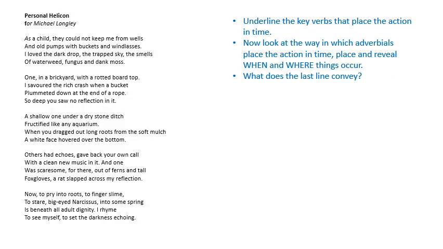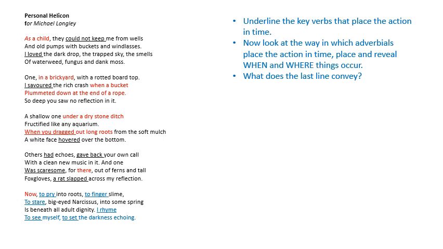If you look at the verbs in the text, the first four stanzas place all of the events in the past, where there are a number of wells that Heaney recalls playing at or with when he was young. As a child, he says, they could not keep me from wells. I loved the dark drop, the trapped sky, the smells of waterweed. One in a brickyard with rotted board top. I savoured the rich crash when a bucket plummeted down at the end of a rope, so deep you saw no reflection in it. In these verbs, in these recollections of his memory, he constructs himself as a child, not just as a temporal marker, but as a poetic voice, recalling those moments.